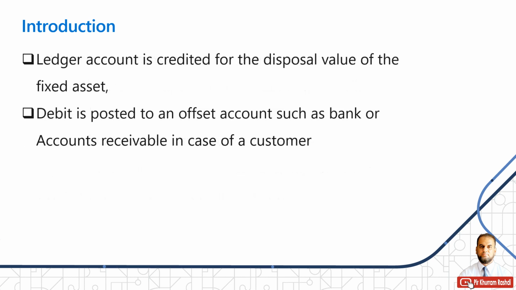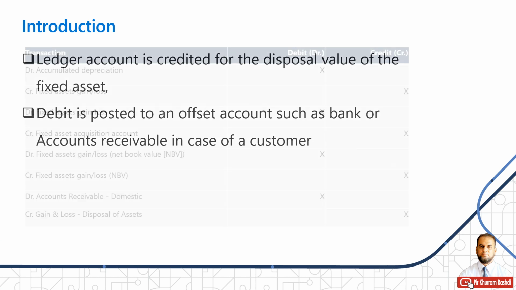Okay, so the ledger account basically is credited for the disposal value of the fixed asset, and the debit is posted to the offset account such as bank or account receivable in the case of a customer, like we are here discussing a free text invoice. So in this case, the customer will be debited, and the disposal value means the P&L account will be hit, which is defined in the main account in the free text invoice.